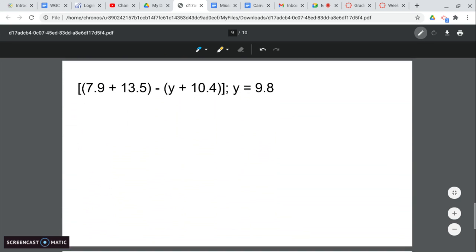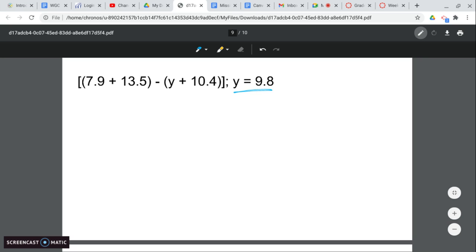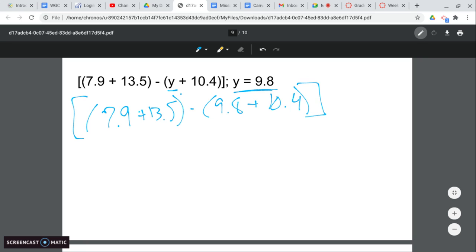All right, here's another one where we have to substitute in. So we've got the y equals 9.8. So we're going to put that right there. So we've got our big brackets, 7.9 plus 13.5 minus 9.8 plus 10.4. So we do what's in the parentheses first.